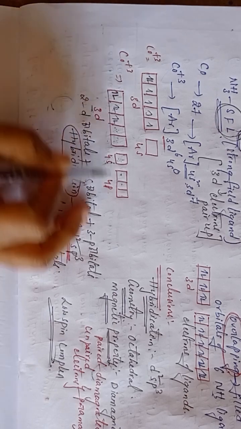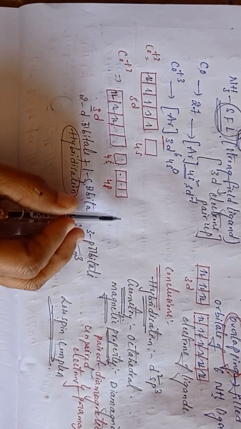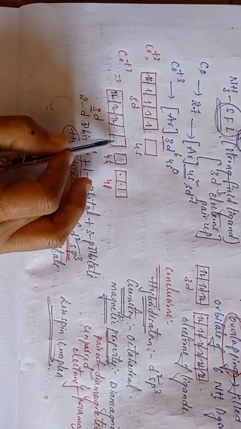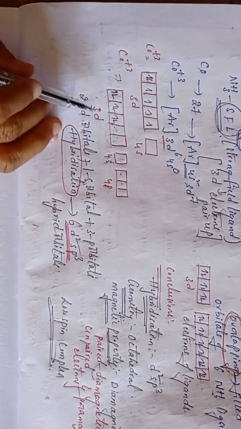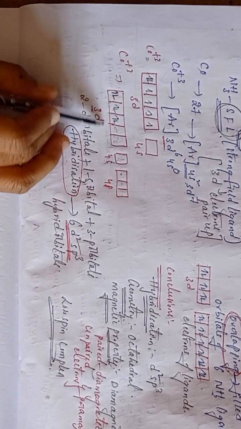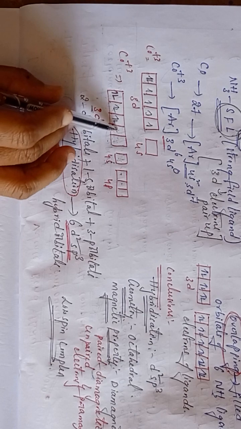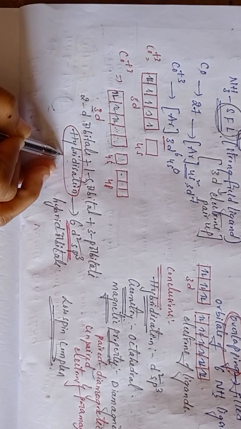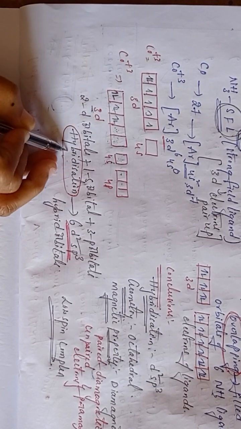Inner shell is the third shell, the fourth shell is the valence shell. But here which shell d orbitals are involved in the hybridization? 3d. The only d you have to see. 3d orbitals only are involved in the hybridization. So that's why it is an inner d orbital complex.